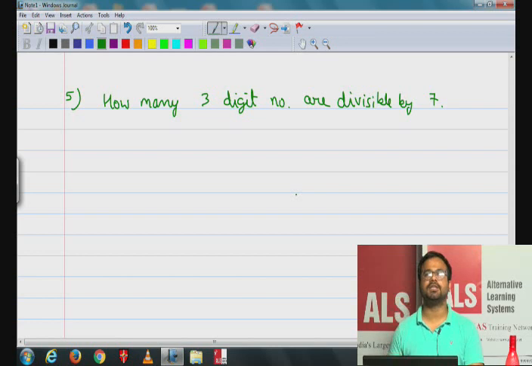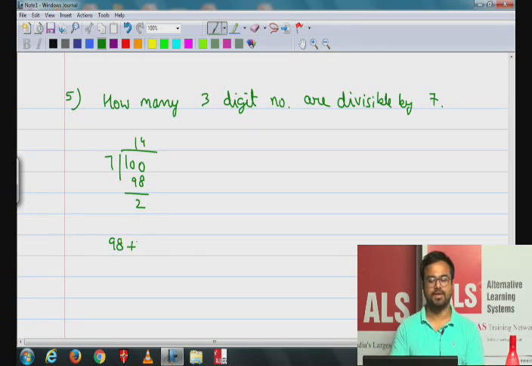See, how many 3-digit numbers? So first of all, we have to figure out the minimum 3-digit number divisible by 7. So the process is, the minimum 3-digit number is 100. When we divide 100 by 7, it will go 14 times, which is 98. So the remainder is 2. It means the number just before 100 which is divisible by 7, if we subtract the remainder, that will be 98. So after 98, if we add 7, that will be 105. So 105 is the smallest 3-digit number which is divisible by 7.